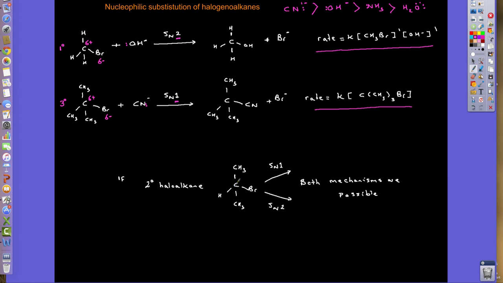Finally, if you're a secondary halogen alkane, you have a carbon that has only 1 hydrogen attached to it. It has the option to go through both SN1 or SN2. So if you are faced with a secondary halogen alkane and if they challenge you, then you can probably pick and choose your own mechanism. However, SN2 is slightly slower because of the steric factor here. The nucleophile cannot make a back attack.